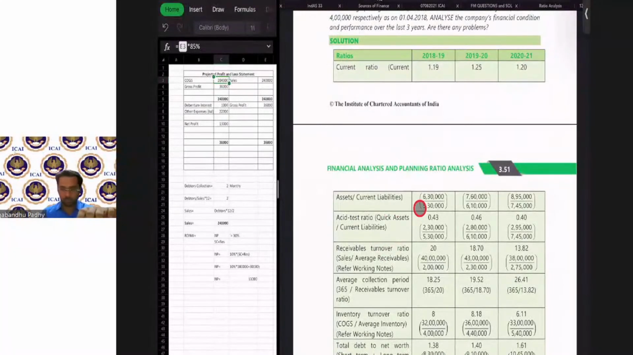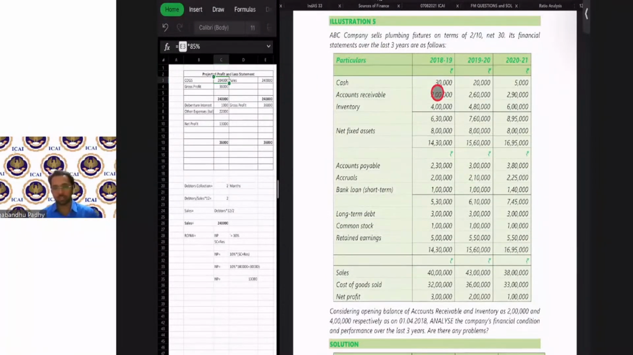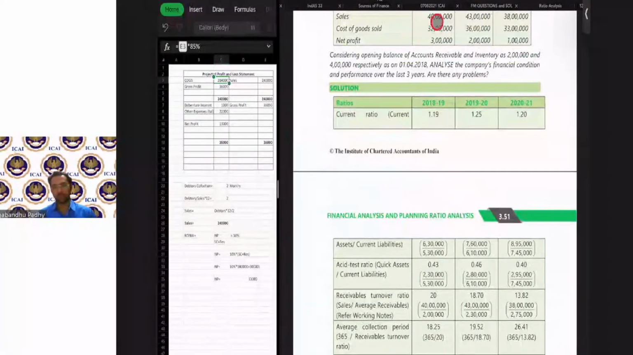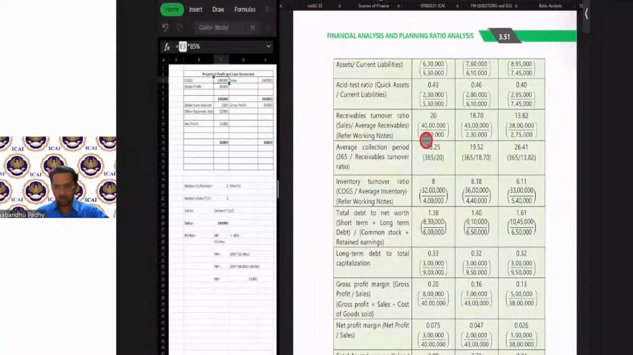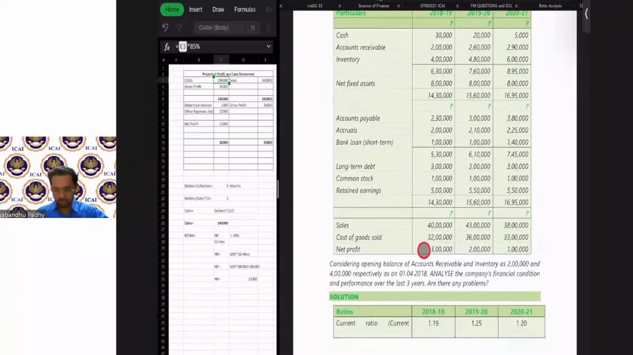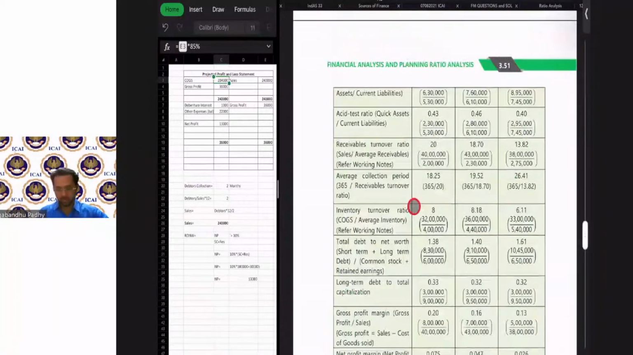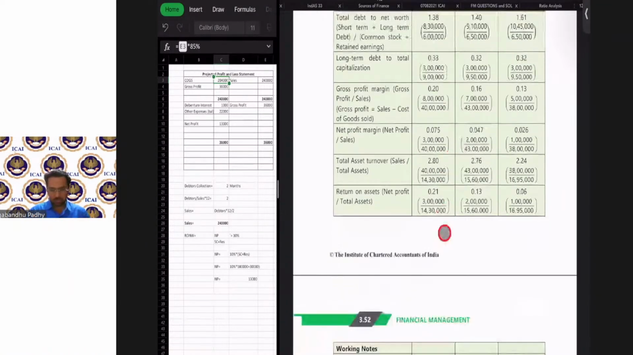Receivables turnover ratio, or debtors turnover ratio, is sales upon the accounts receivable. So sales of 40 lakhs that we have, divided by the average accounts receivable. The opening balance of accounts receivable was 2 lakh, and the 2018-19 closing is also 2 lakh, so average will also be 2 lakh. In this way, these ratios are calculated. You can just go through the calculation. Meanwhile, I'll just take up some queries. If there are any queries in this calculation, do let me know.